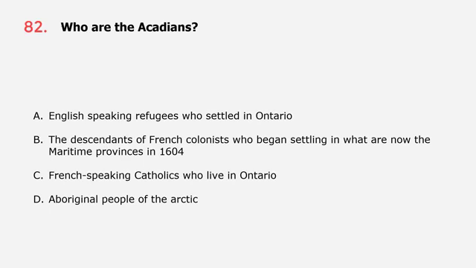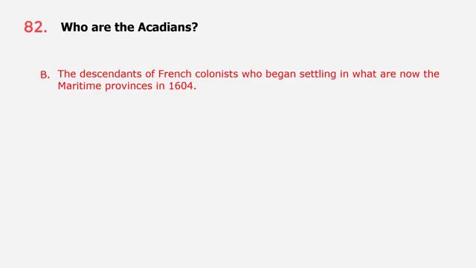Question 82. Who are the Acadians? A. English-speaking refugees who settled in Ontario. B. The descendants of French colonists who began settling in what are now the Maritime Provinces in 1604. C. French-speaking Catholics who live in Ontario. D. Aboriginal people of the Arctic. The answer is B. The descendants of French colonists who began settling in what are now the Maritime Provinces in 1604.